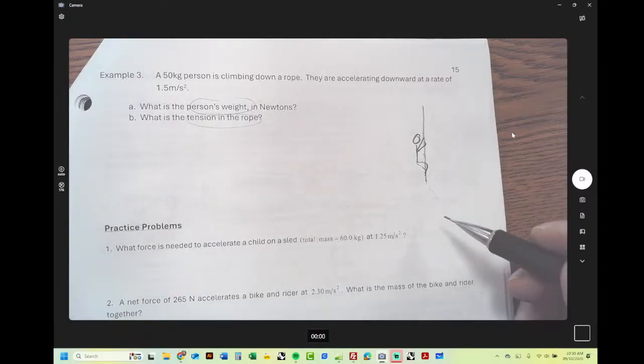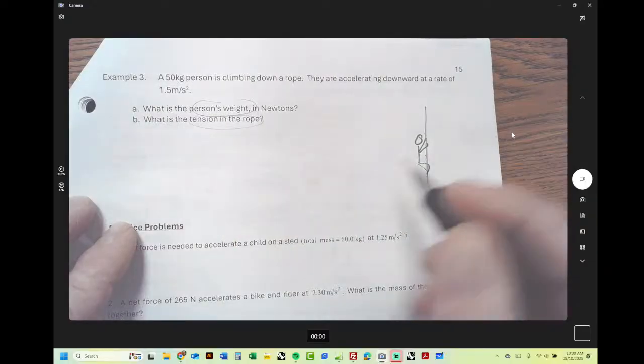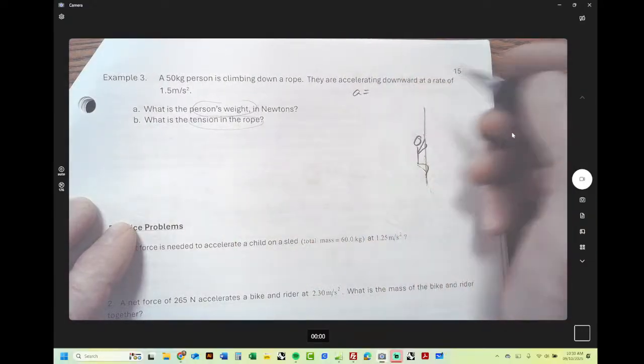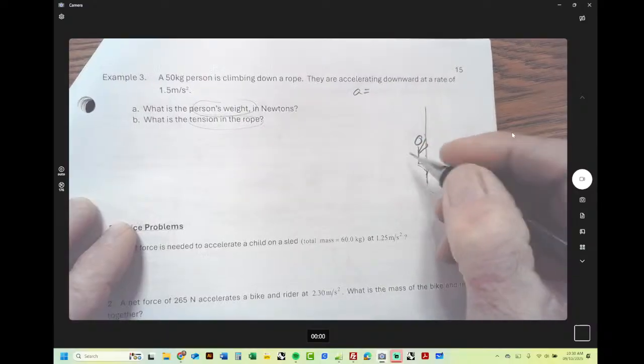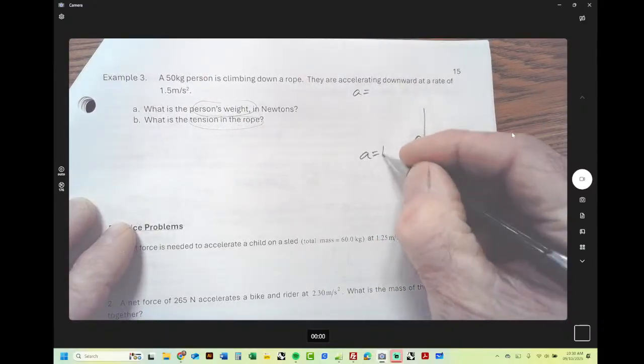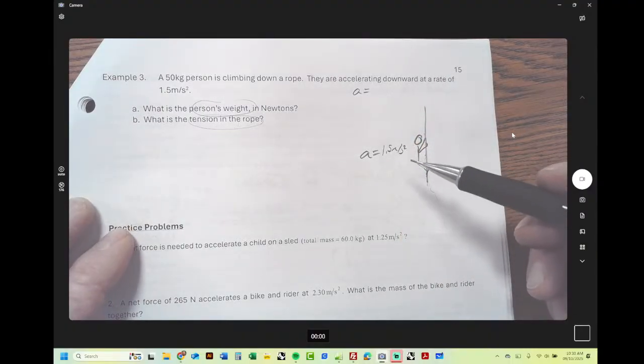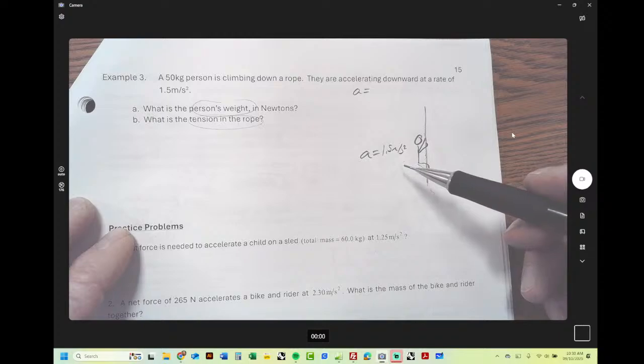There's the rope, there's the person, they're climbing up. I'm going to put in the acceleration. I'm going to write it up here, and I'm also going to show it in the diagram. Acceleration, 1.5 meters per second squared. Now I want to give direction to it. Which way is the acceleration?